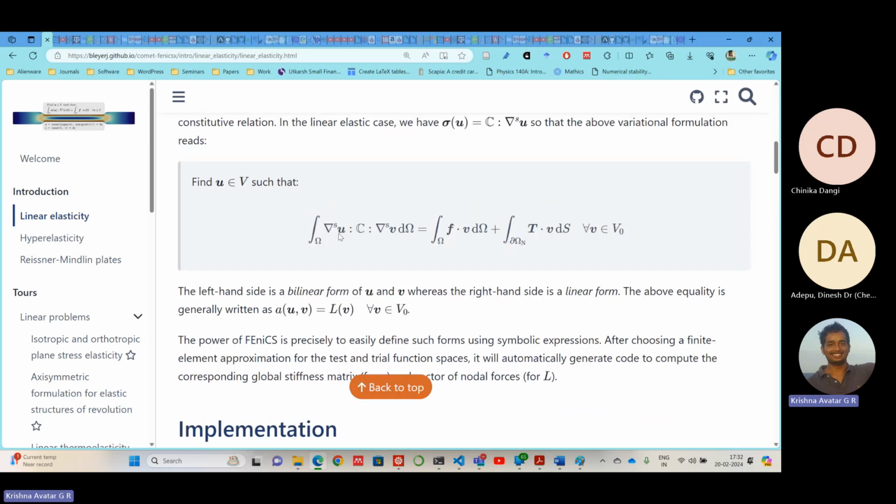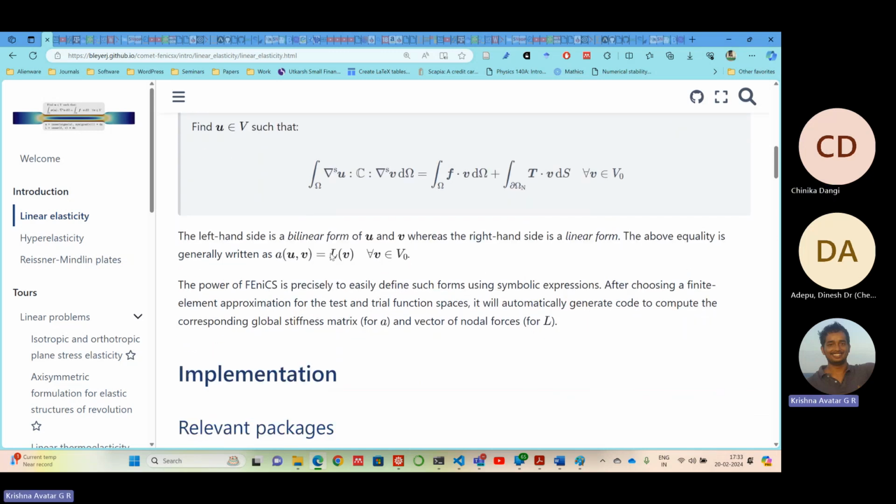And now you see that this integral here happens to be bilinear, which means that it's linear in u as well as linear in v. That is why we say it has the bilinear form. And on the right hand side, it's linear with v throughout. Both the terms are linear with respect to v.